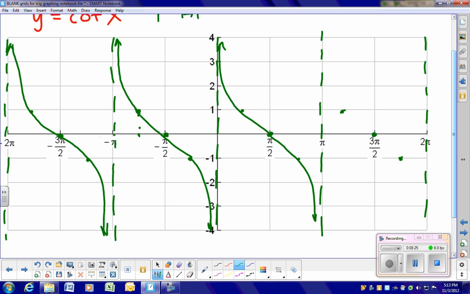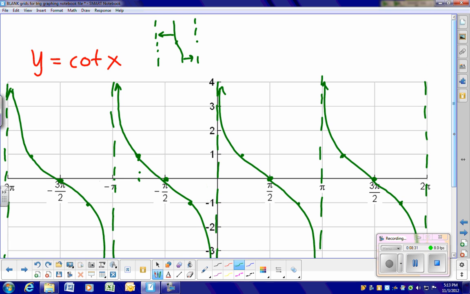Is asymptotes a word you guys know from before? If it isn't, I should write it on here to make sure you know the word, because it's a good vocab word. Asymptotes. That's what those dotted lines are. They're called asymptotes. Okay, so that's the basic shape for cotangent.